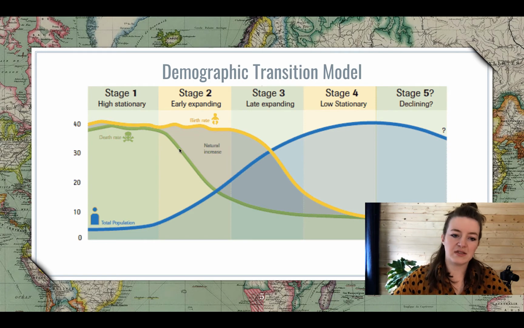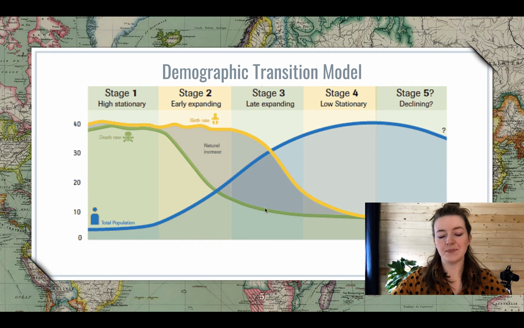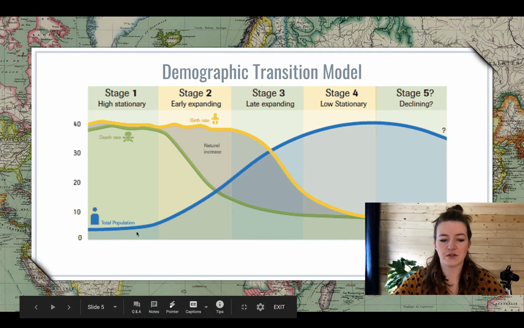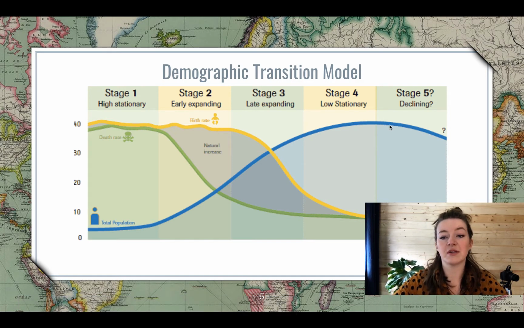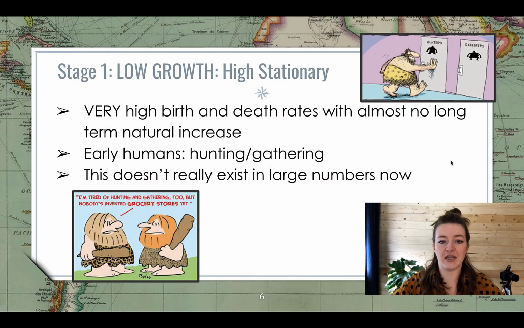And what that's doing is the space between these two lines is our natural increase rate. So towards the end, we actually are going to start to see a negative increase rate, meaning that our population is actually going to start decreasing. And then finally, our total population. When birth and death rates are really high, we have basically no population growth and a very low population. It starts to rapidly increase in stage 2, getting really high in stages 3 and 4, and then potentially declining in stage 5. And we're going to look at that a little bit more closely now.